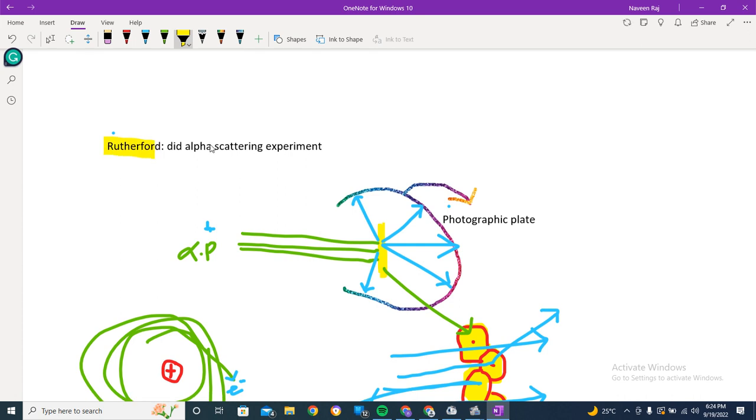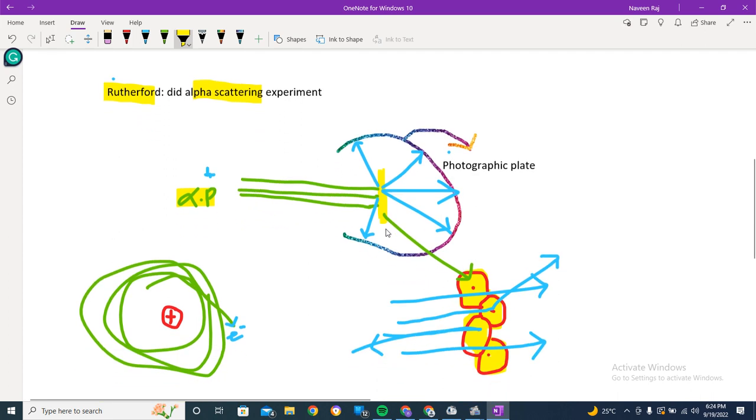He did alpha scattering. That means he bombarded positively charged alpha particles, like over here you can see, on a thin gold foil. What is happening in the atomic structure of the gold foil is this. You have seen the ones which are going straight. These are not facing any sort of disruption.